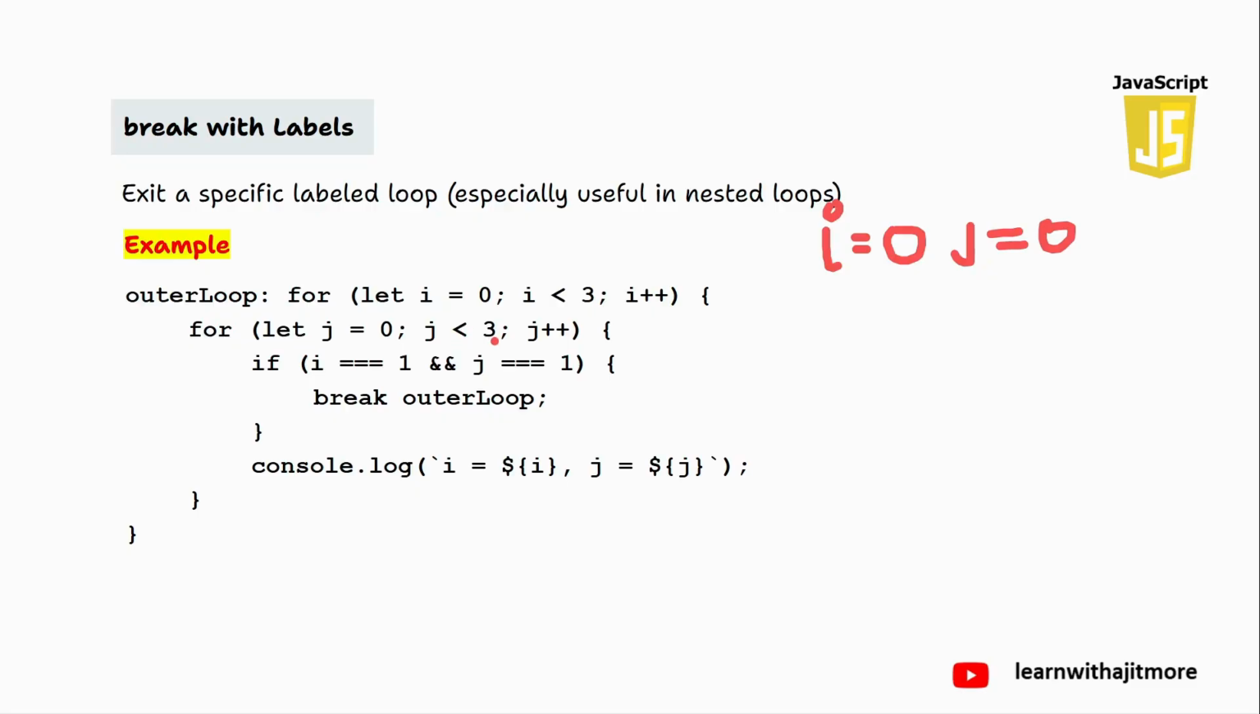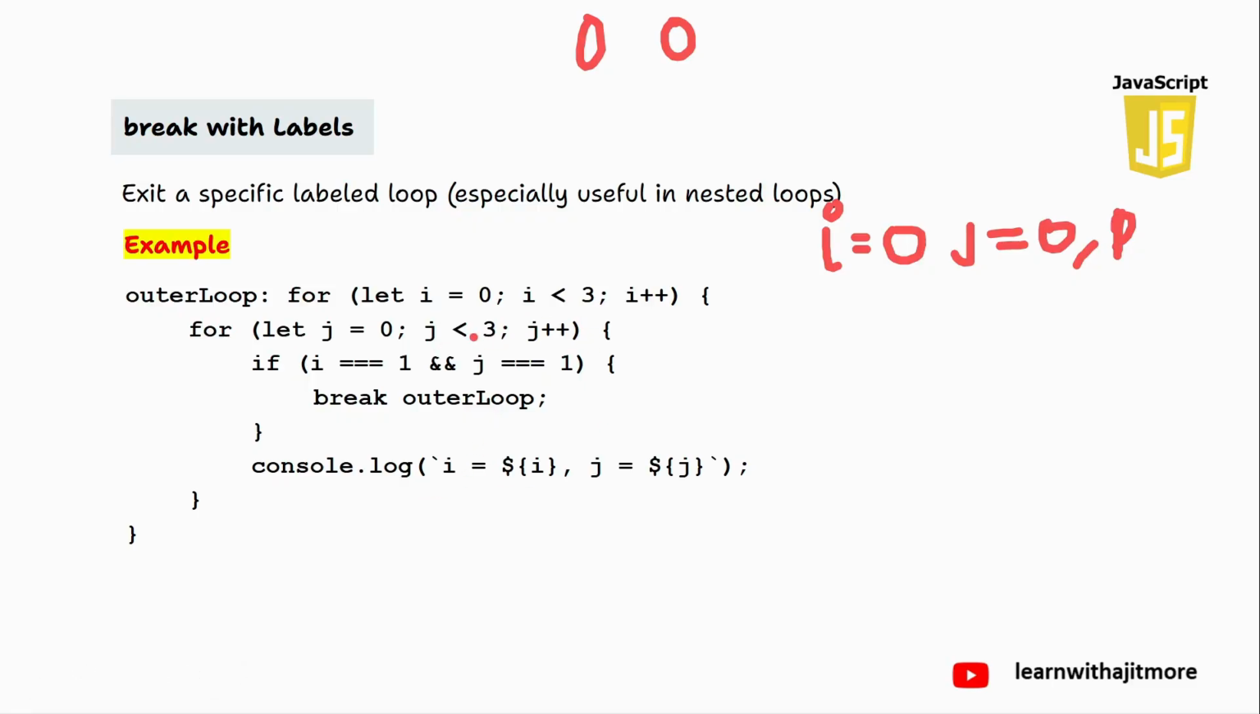Is 0 less than 3? j equal to 0, is 0 less than 3? Yes, come inside. And now it will check whether both are 1. Are both 1? i is 1 and j is 1? No. So it will print that value. That value is printed: 0, 0. And after that, j plus plus. Now j will become 1. Is it right? j plus plus.